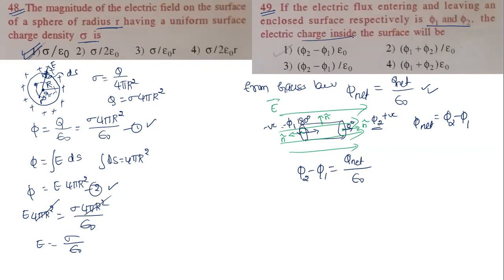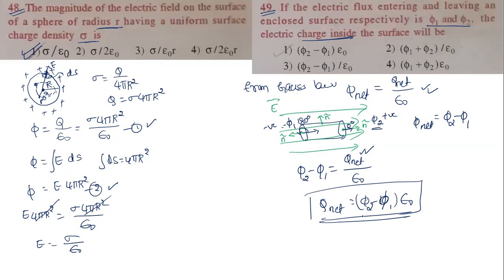We want to find out how much charge is inside, so this Q we need to find out. So Q net equals phi 2 minus phi 1 times epsilon naught. Okay, so this is the case, and this is the answer. Where is the answer? This is the first option.